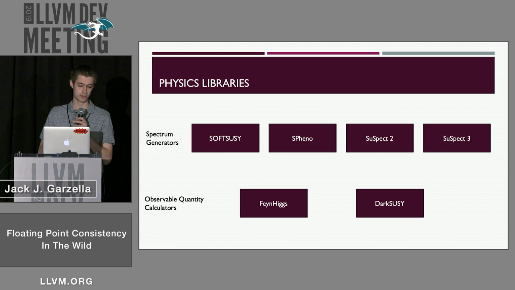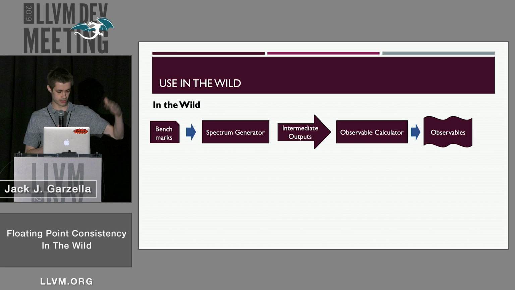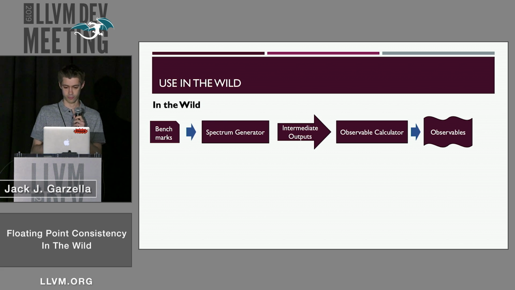The important thing is that for spectrum generators, it's an apples to apples comparison between the different libraries, whereas the observable quantity calculators are not calculating the same things. The way this would be used is you start with a benchmark. A benchmark is some parameters, a list of numbers that somehow determine what the physics of the universe looks like. You put them through a spectrum generator. The spectrum generator gives you masses of particles and other important things you need to calculate observables with, and then you plug that into an observable calculator. Once you have your observables, you compare them to what you found with that giant machine on the first slide.